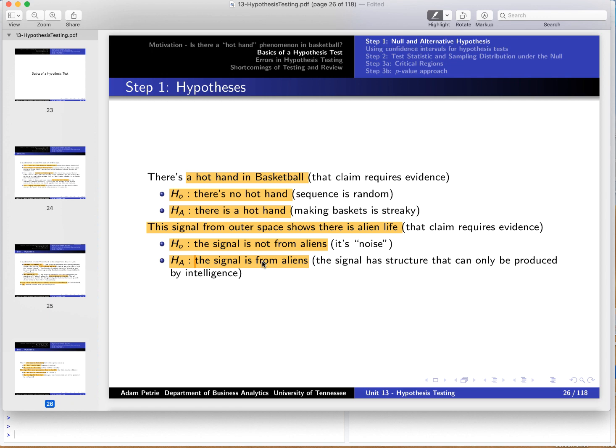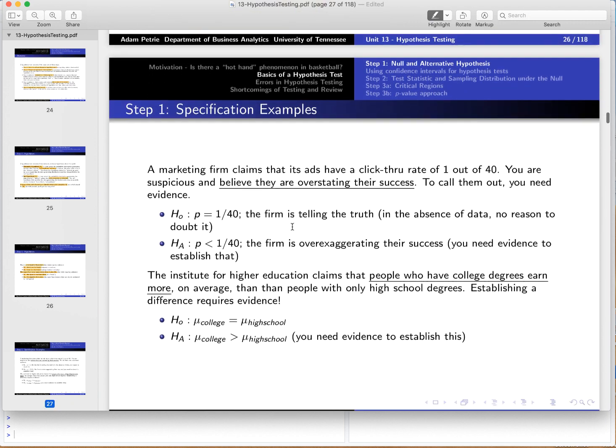So the fact that we want to establish that the signal is really coming from aliens requires an extraordinary amount of evidence here. We place that in the alternative. The opposite, the null, what we'll believe unless the data suggests otherwise, is that the signal is just kind of noise. It's not from any sort of alien intelligence out there.